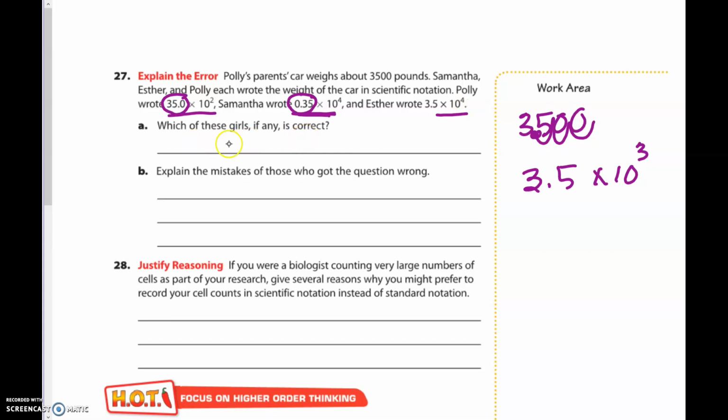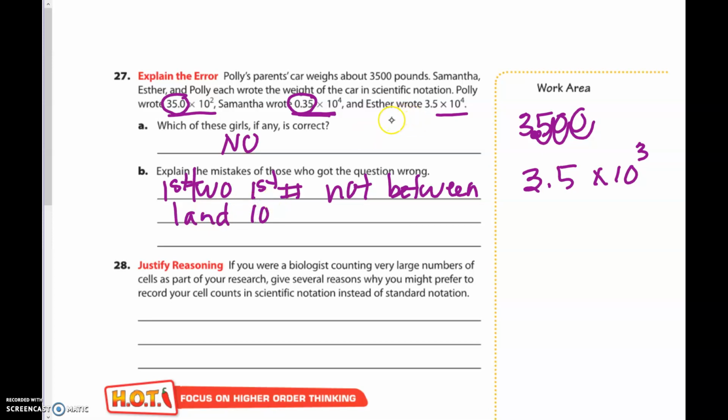So are any of these correct? No. Explain mistakes. Well, first two, the first number is not bigger than 1 and less than 10. Then the last girl, Esther, has the wrong exponent.